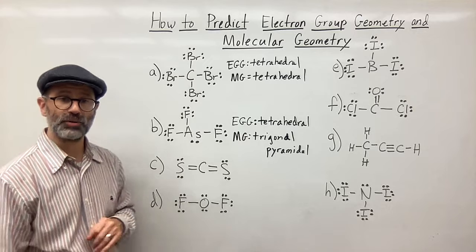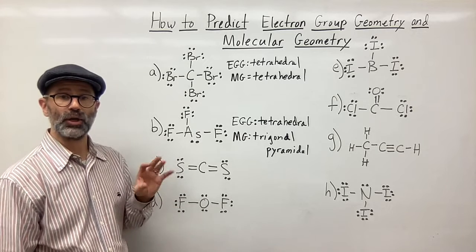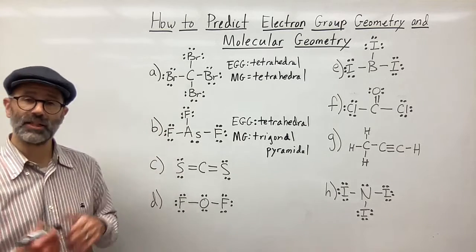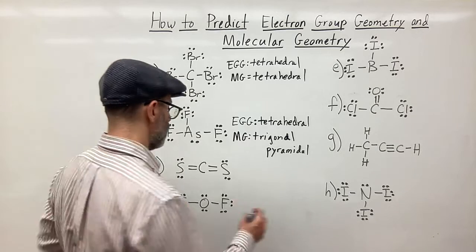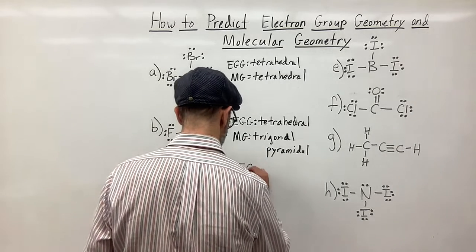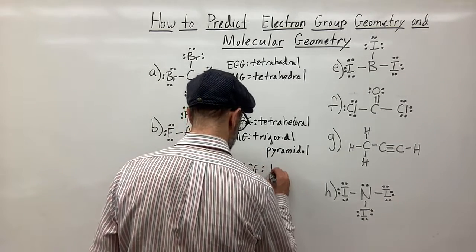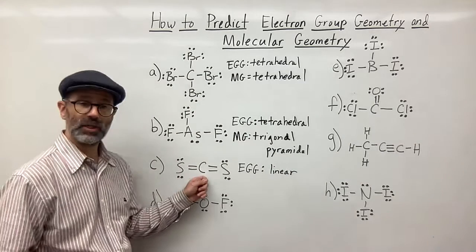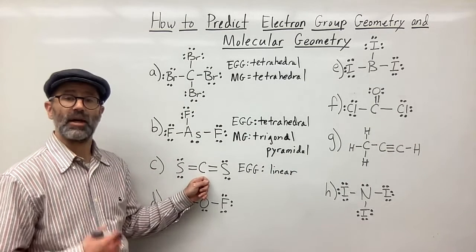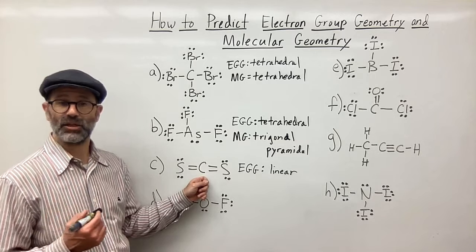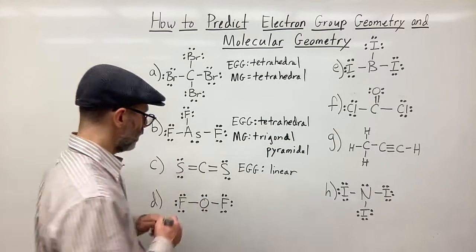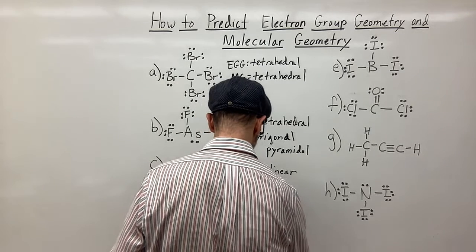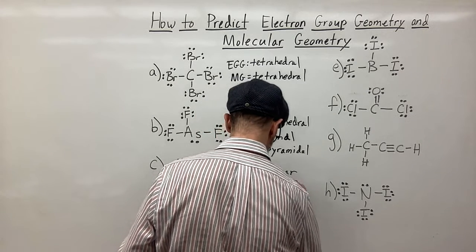So for the electron group geometry, we go to our table and we look for the total number of 2 electron groups. And when you see there, you'll see that the electron group geometry is linear. And because we don't have any lone pairs on our central atom, the molecular geometry is linear too. So it's going to be a straight line, 180 degrees. So the molecular group geometry is linear.